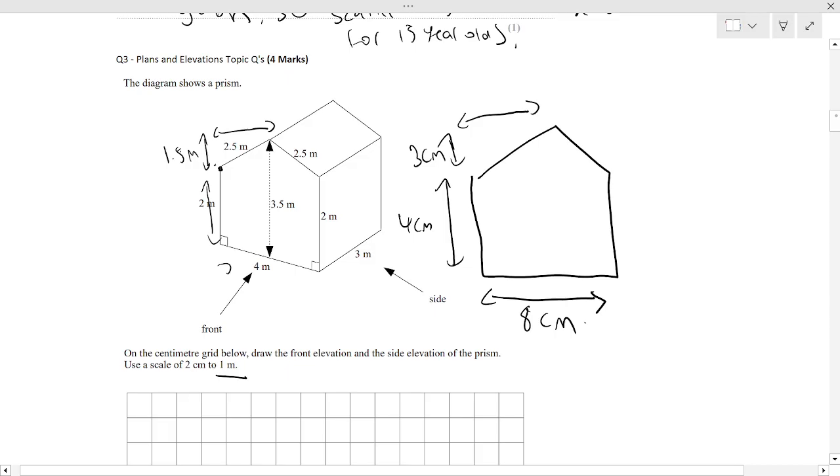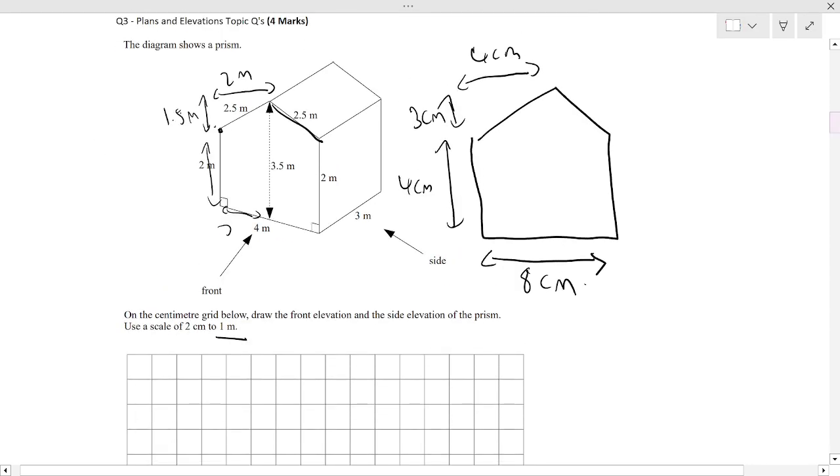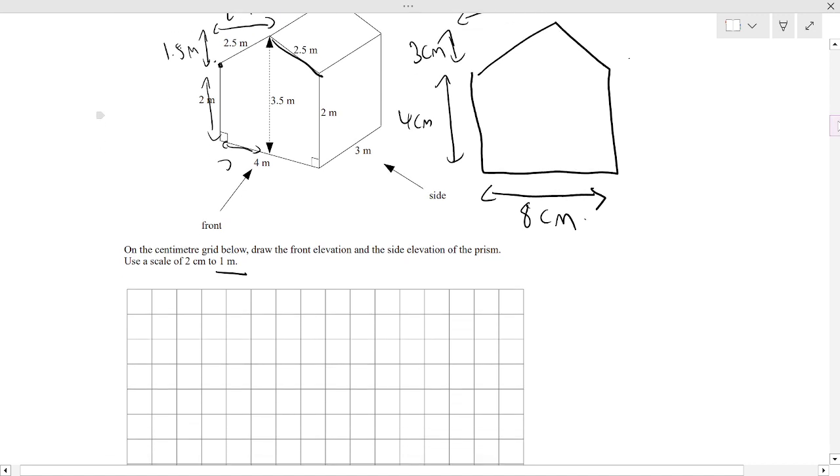Okay, then what about here? Well, it's kind of the midpoint, isn't it, really? Because this is 2.5 and that's 2.5. So if the whole of this is 4, then halfway is going to be 2 meters. Well, then 2 meters is 4 centimeters. So now actually we've got all the ingredients to plot this front elevation. So essentially, you're going to plot this shape with these dimensions. Okay, let's go ahead.